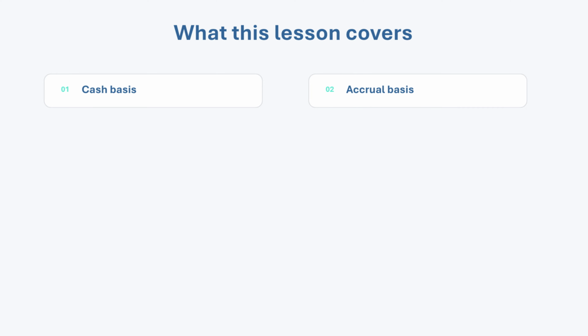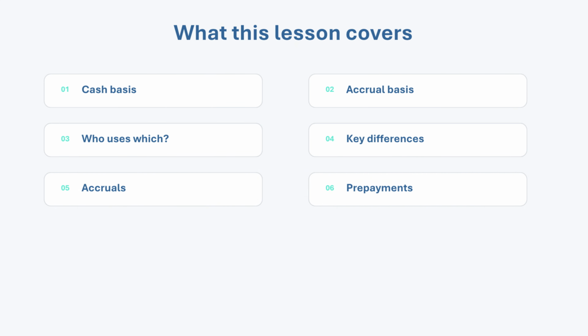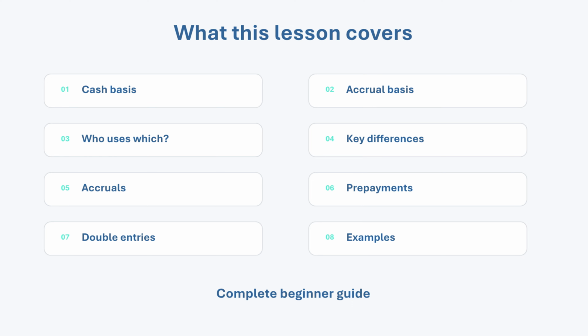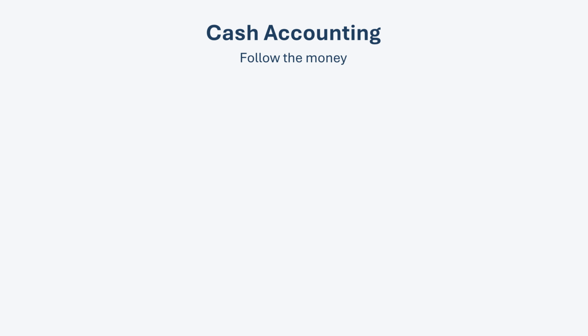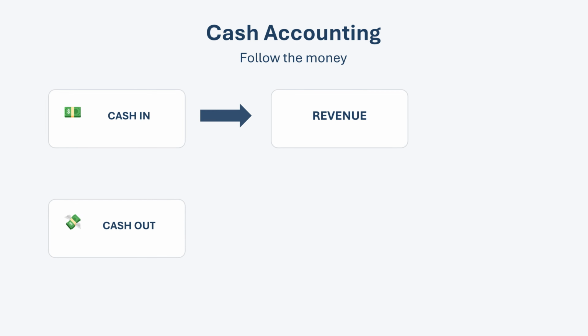We'll look at cash accounting, accrual accounting, who can use each method, the major differences between them, and then we'll work through practical examples. We'll also look at the double entries for accruals and prepayments. So let's start with the simplest possible difference. Cash accounting follows the cash. Under cash accounting, the timing is relatively straightforward. Revenue is generally recorded when the cash is actually received, and expenses are generally recorded when they're actually paid.